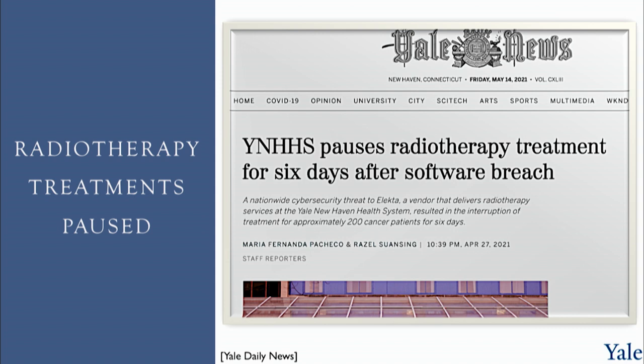So here's an example from close to home. This is Yale New Haven Health System pauses radiotherapy treatment for 6 days after software breach. This is from the Yale Daily News, a local university newspaper. This is May 14 of 2021. The SIS system is a vendor that uses cloud-based software to perform some analysis for this process. And they were hacked, and this meant that we had to stop radiation treatment for 200 patients for 6 days until they figured out what was going on. Radiation therapy has a way of finding its way into software problems.